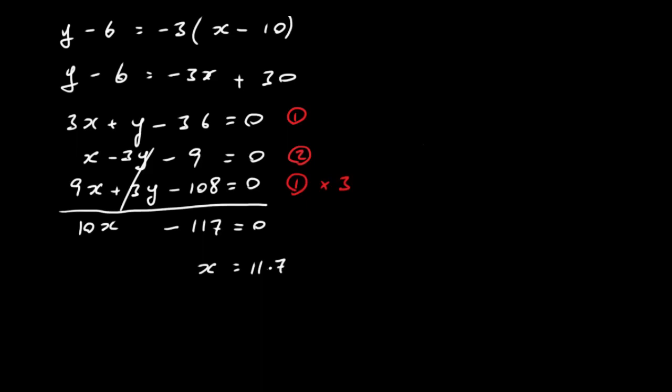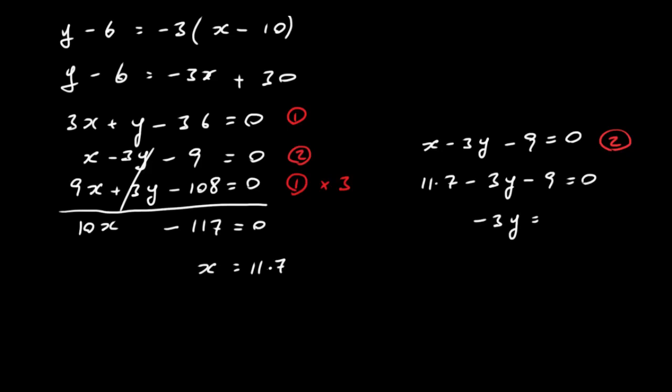So let's take x minus 3y minus 9 equal to 0. This is equation 2, and I'm going to stick in the 11.7. So 11.7 minus 3y minus 9 equal to 0. That gives me minus 3y is equal to 9 minus 11.7, so minus 3y is equal to minus 2.7. y is equal to 0.9.